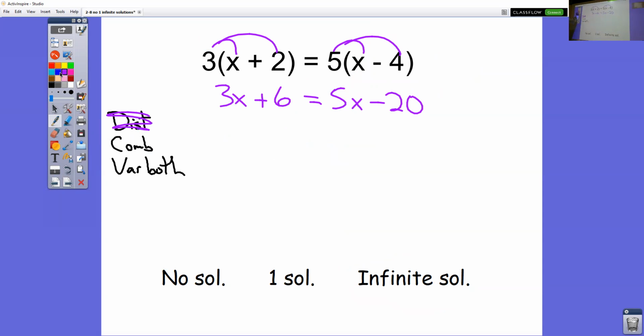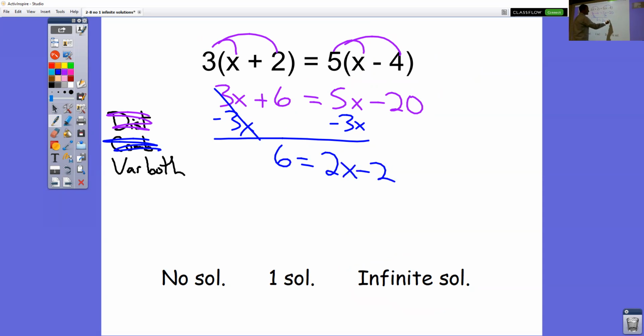So I did the distributive property. Do I have combining like terms? Do I have letters on the same side of the equal sign? No, I do not. So I can't do that. Do I have variables on both sides? Yes, I do. Minus 3x, minus 3x. So I have 6 equals 2x minus 20.